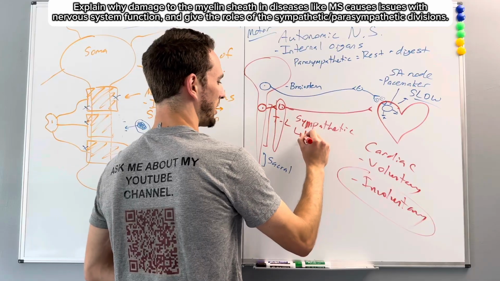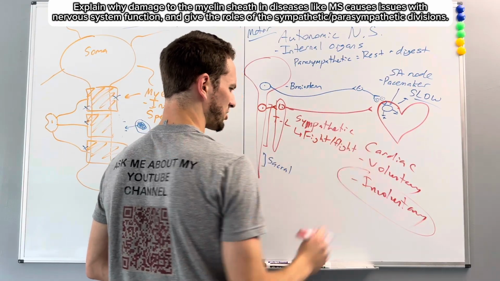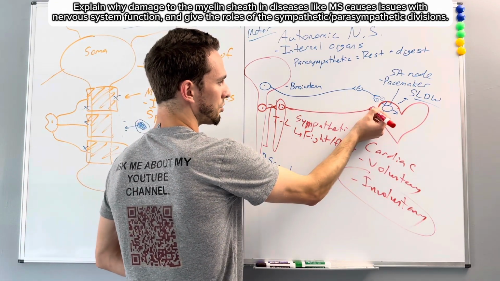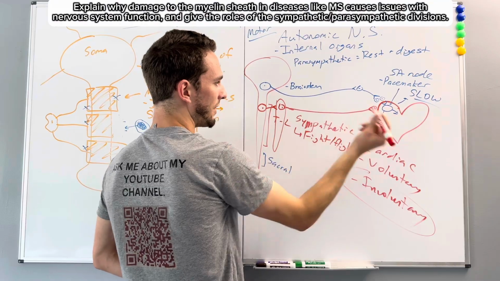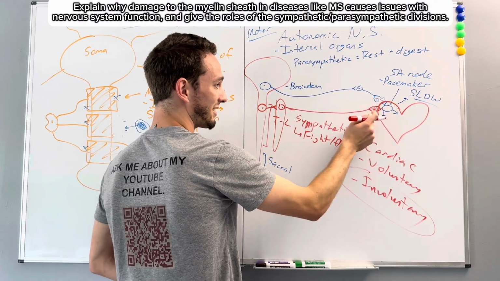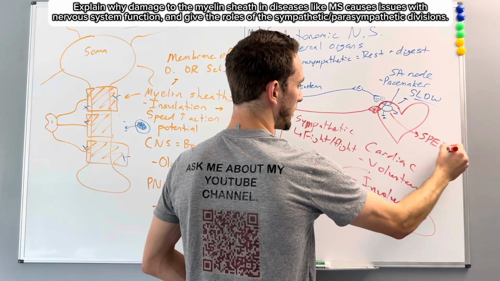Sympathetic is going to prepare your body for fight or flight. So it's going to amp you up, like during exercise or during a stressful scenario, and it will actually send stimulatory neurotransmitters. In that case, the SA node, the pacemaker cells, detect that stimuli, and it's actually going to speed up your heart rate. Speed up.